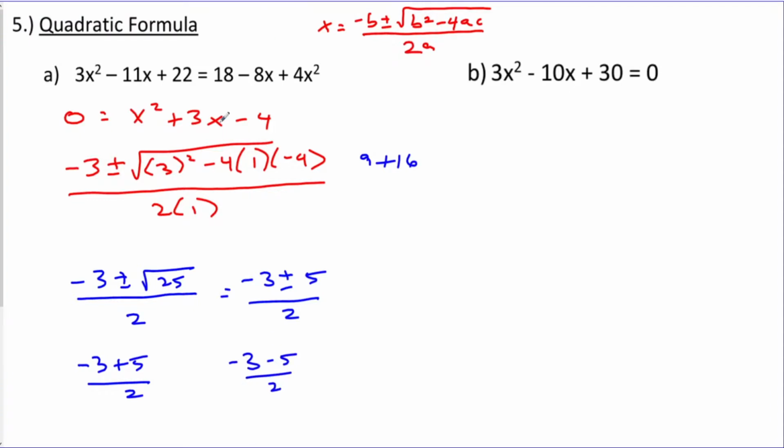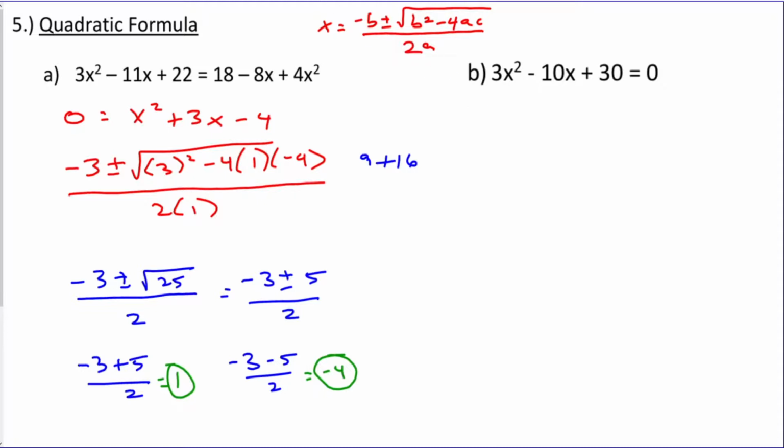Well, -3 plus 5 is 2, and 2 divided by 2 is 1. So I can get a 1 out of that. -3 minus 5 is -8. -8 divided by 2 is -4, right? So I got two answers as simplified as I can in this case because I could put those together, okay? All right, letter B, same idea. This one conveniently is set equal to 0, so I don't have to worry about that.